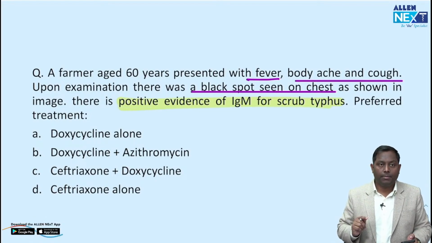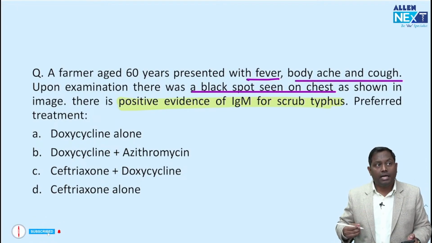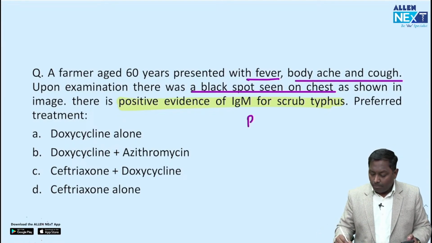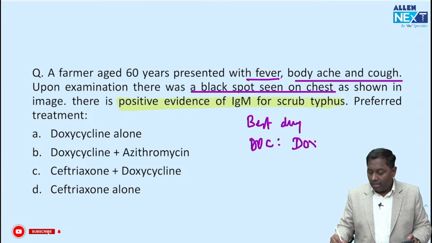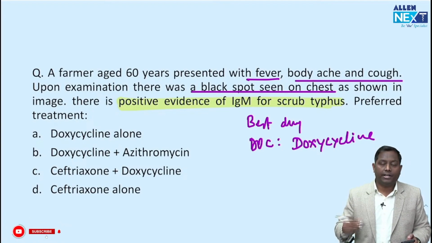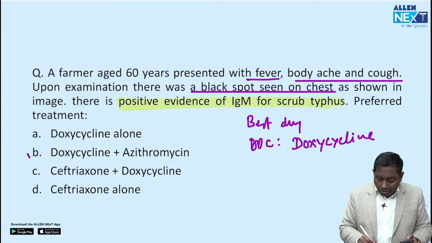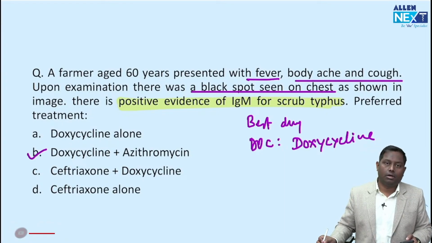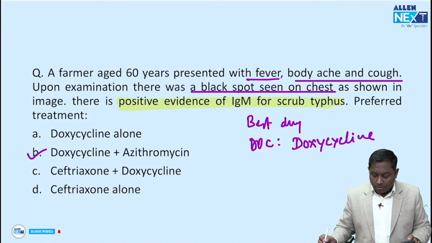Positive evidence of IgM. So the diagnosis is already made, there is already a diagnosis of scrub typhus. So in that case scenario, the drug of choice, if you are going to see, we are having doxycycline, right? Preferred treatment. Now if you have to choose between doxycycline alone or doxy plus azithro, remember there is a certain group of people who are actually resistant to doxy. In that case scenario, you cannot just rely and give doxy alone. I would strongly recommend that you go ahead with the doxy and azithromycin combination. Okay, doxy and azithromycin combination is the best.